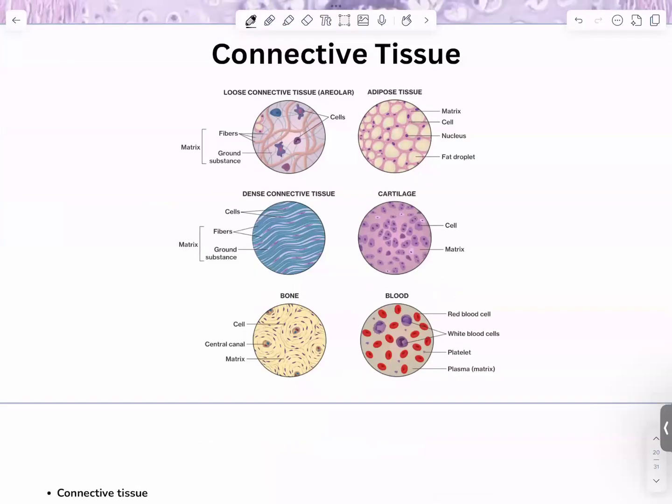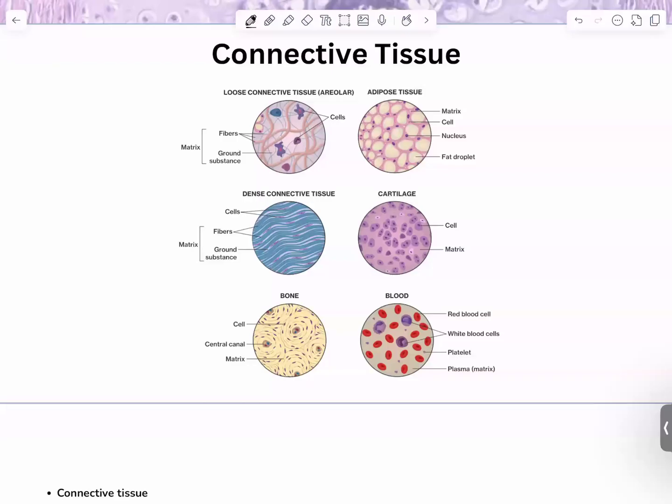We have different types of connective tissue in the human body. For example, the fat tissue, we call them adipose tissue. We have blood. You say, oh, blood is a kind of connective tissue. Yes, blood is a kind of connective tissue. For example, we have dense and loose connective tissue. We have cartilage. We have the bone. So these are the parts of the connective tissue that we have to discuss today.